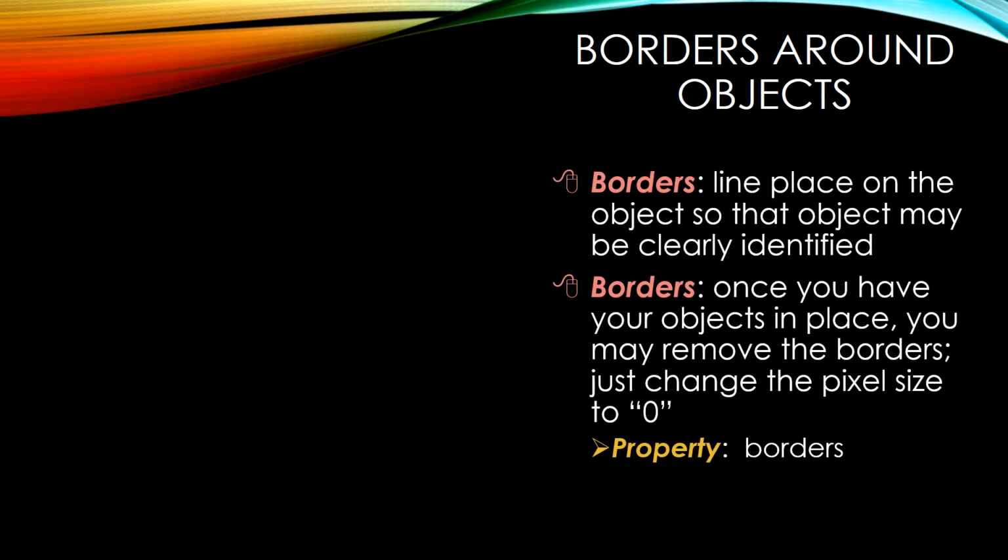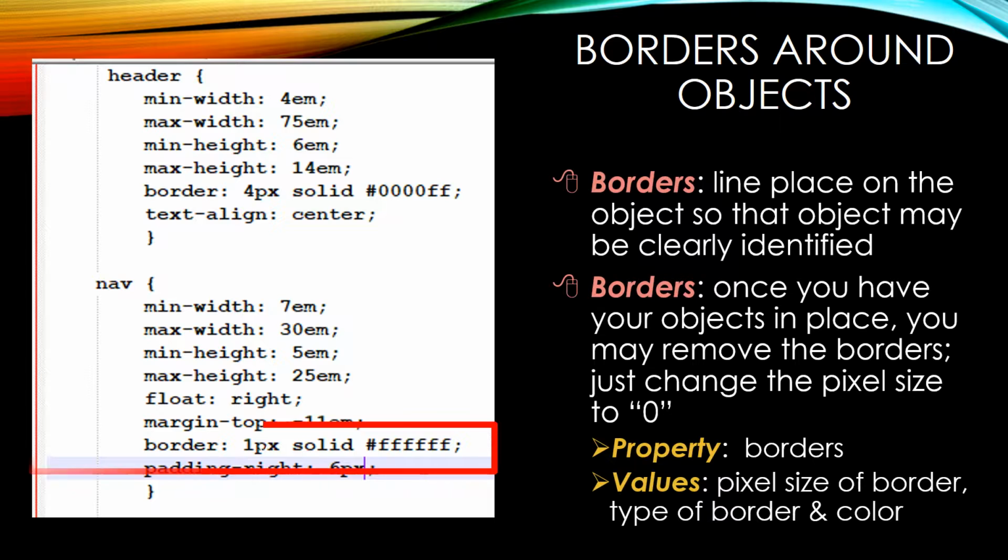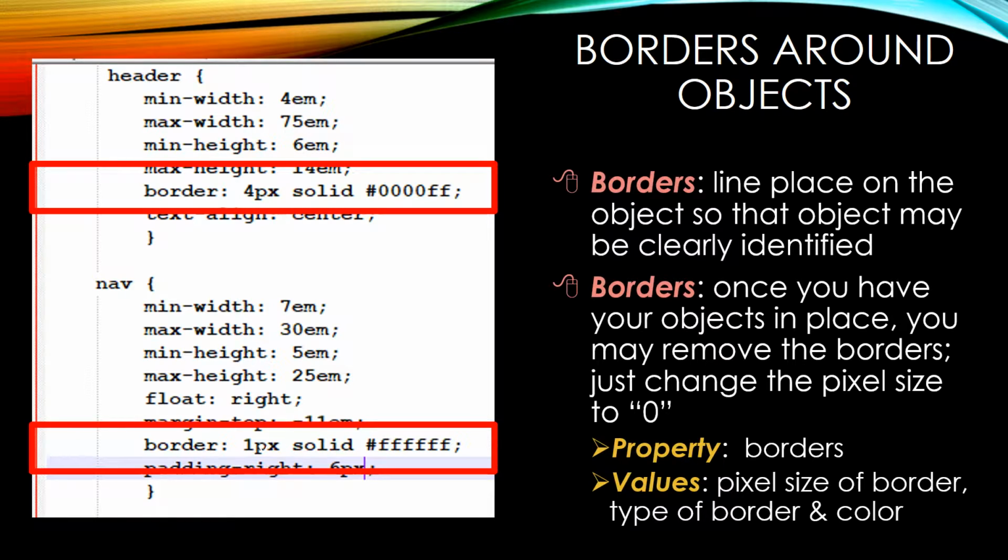When you set a border, the property is border. The value would be the pixel size of the border, the type of border, and color. So if you look at the examples to the left, under the header, we have a border that is 4 pixels solid with a specific color. And under the nav bar, we have a border with pixels and that is solid with a specific color.